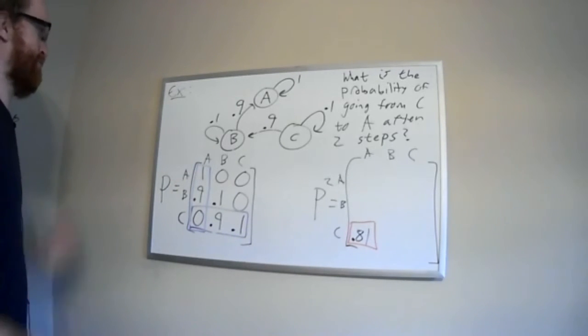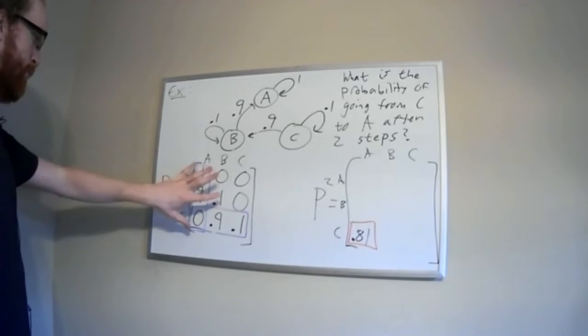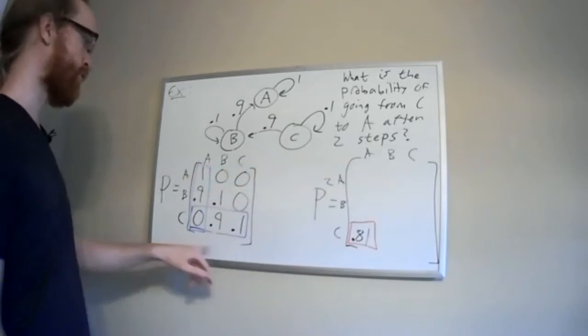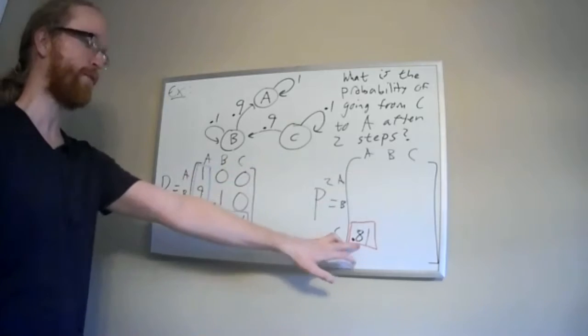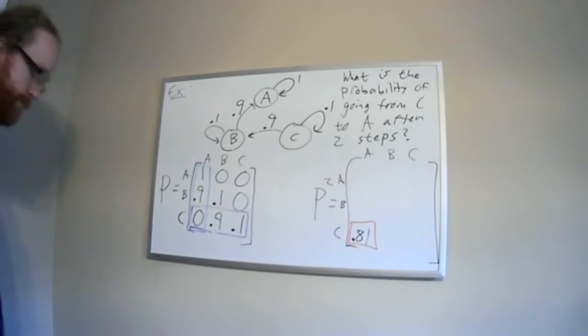So in some sense, I'm done. Yeah, I've answered the question. Instead of multiplying out this entire matrix, I save myself some work by just multiplying the row and the column that I need to get this number here. Okay.